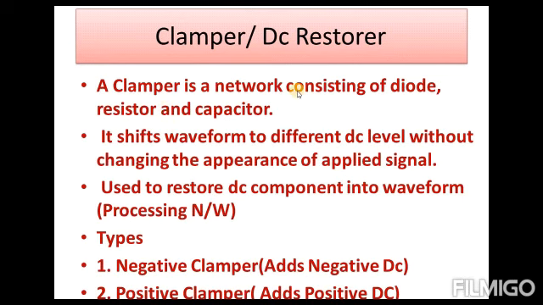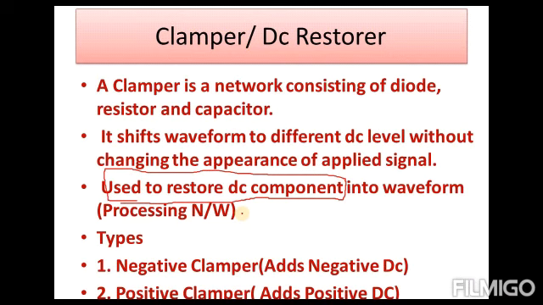A clamper is a network consisting of a diode, resistor and capacitor. A clamper shifts a waveform to a different DC level without changing the appearance of the applied signal. It is used to restore the DC component. It is very important, guys. It is used to restore the DC component in a waveform.